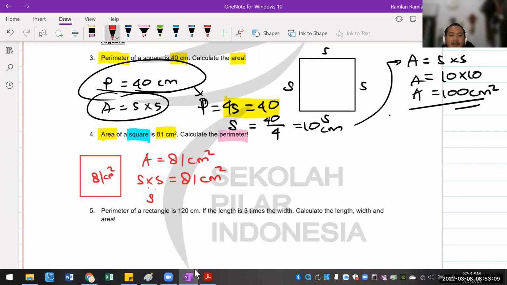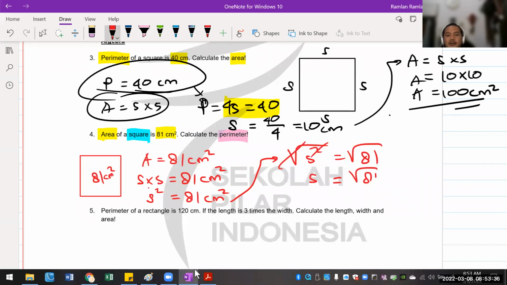So this is S squared, right? Equals 81 centimeters squared. So if you have a square, although I haven't taught you this, I'm going to tell you now. When you want to cancel a power, ya, pangkat gitu ya, itu tinggal dikasih akar, ya. So instead, sorry, it should be like this. Because if you have a square root and a square, it will be canceled. So that will be just S. Okay.